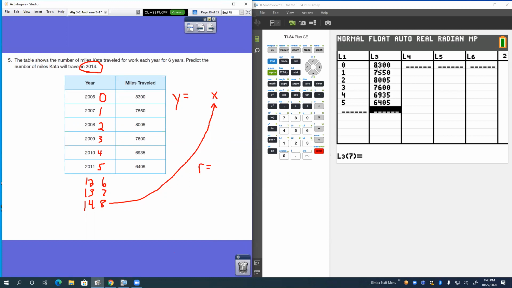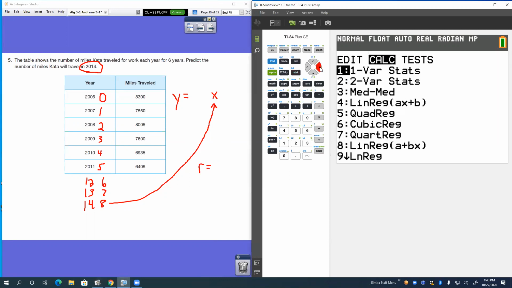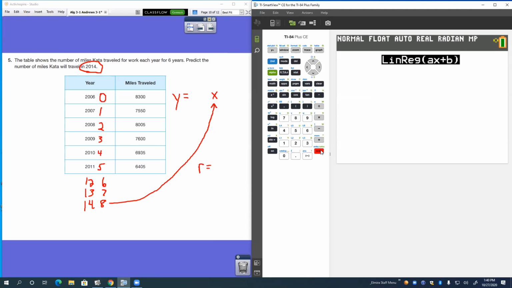So once you typed in the data, you should have had the same data that I had there. You got to hit Stat and then Calc. We need to go down to number 4, which is our linear regression. I want to use my L1. I'm using L3. You might be using L2.